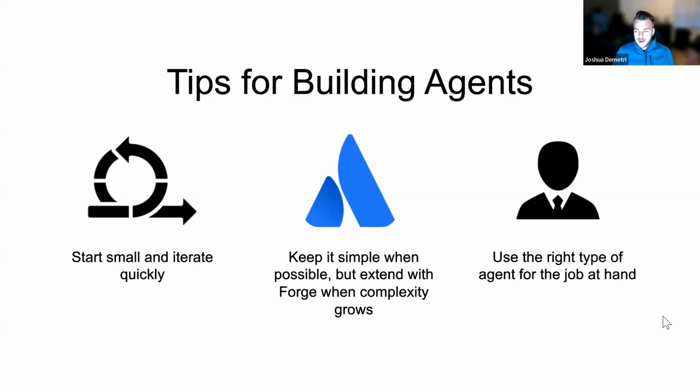We also want to make sure we're using the right type of agent for the job at hand. So this is going to be whether we want to use the chat or we want to use something like an automation to solve the problem. We'll be talking about when to use each of those.